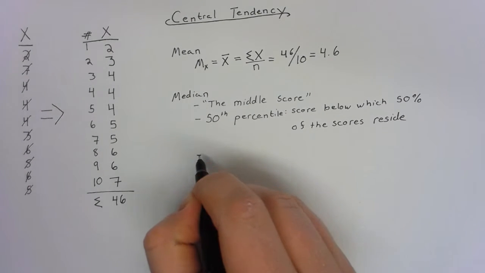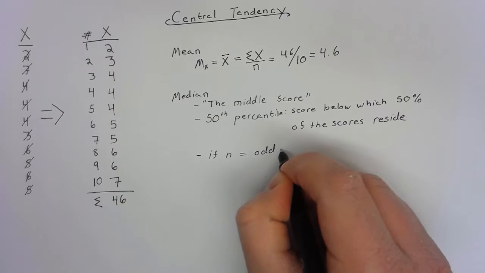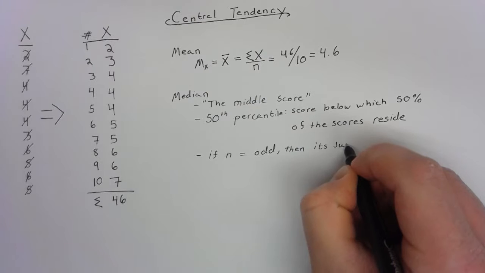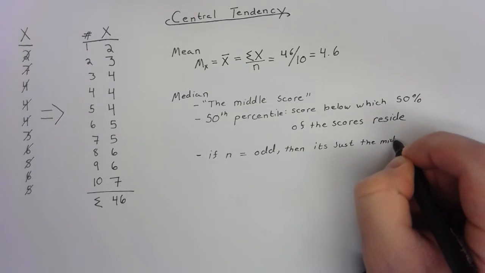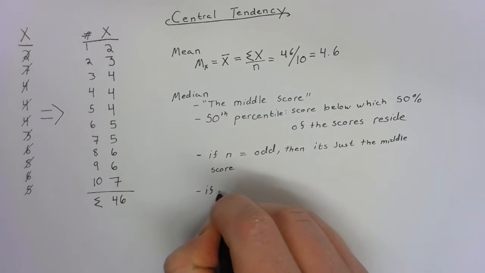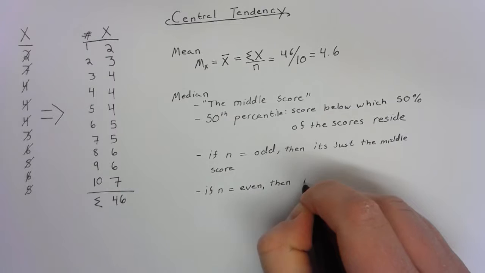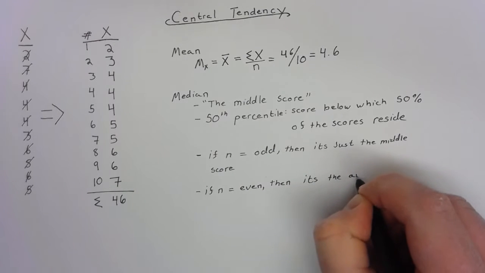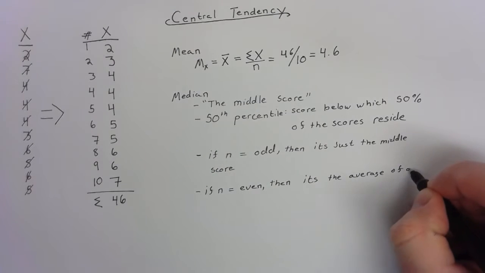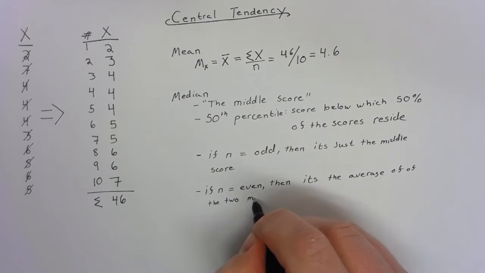Now, this changes if you have an odd number of scores or an even number of scores in your data set. If you have an odd number of scores, there actually truly is a middle score that corresponds to the 50th percentile exactly. However, if you're dealing with a data set that has an even number of scores, there is no true middle score, as you will. Rather, what we have to do is take the average of the two scores that are in the middle.